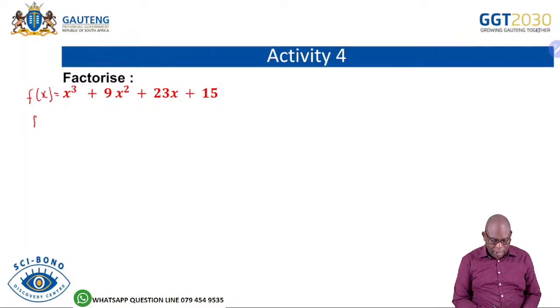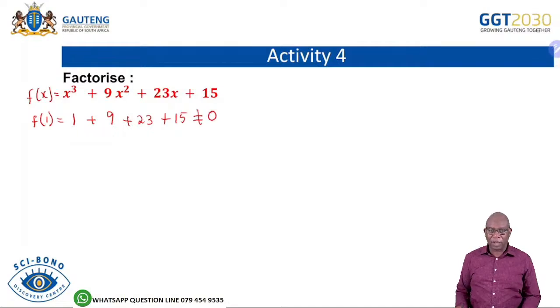So I'm going to try f of 1. Sometimes when you try, it's easier, you get it quickly and then it's fine. You can try 1, minus 1, 2, minus 2, 3, minus 3. In most cases you'll get a factor from minus 3 to 3. So let's try 1, for instance. I'll have a 1 here, plus a 9, plus a 23, plus a 15, and this answer will never give me a 0. I'm stuck.